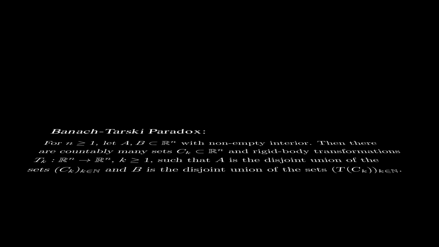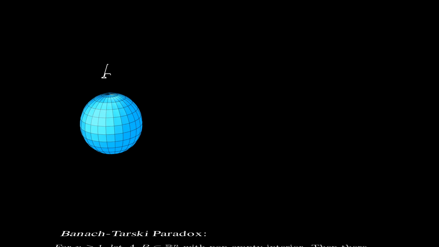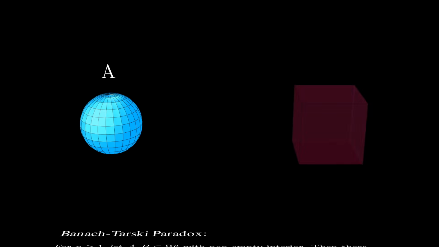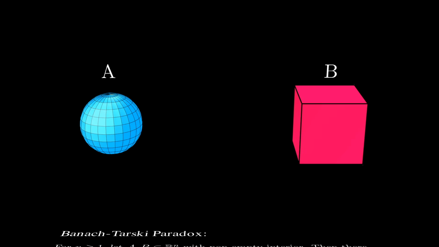If you cannot directly see why this is a big problem for our measure, don't worry, you will see it in a second. The theorem starts with basically arbitrary sets A and B. So let's go back to our sphere with radius 1 and take it as a candidate for set A. And as set B, we simply take our cube with side length 2. Then we know from before that these two do not have the same volume.